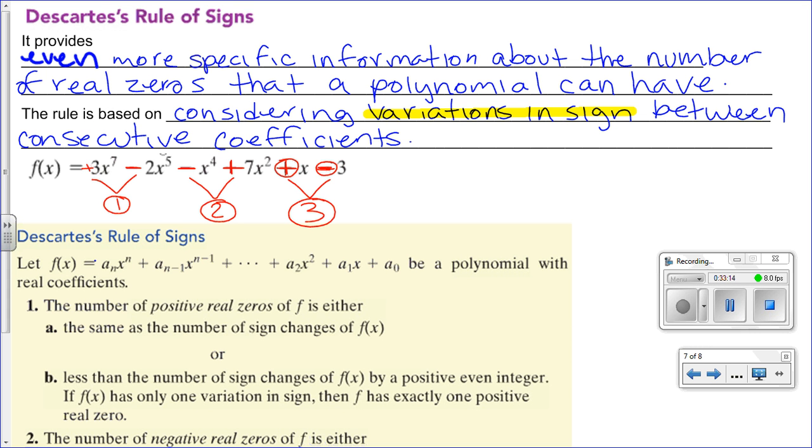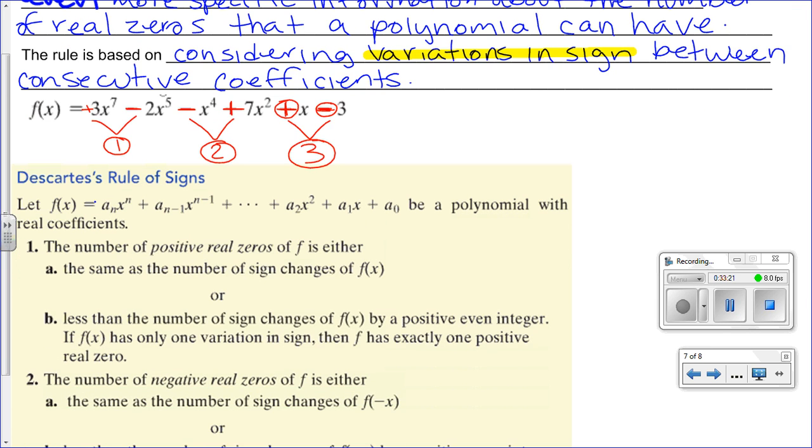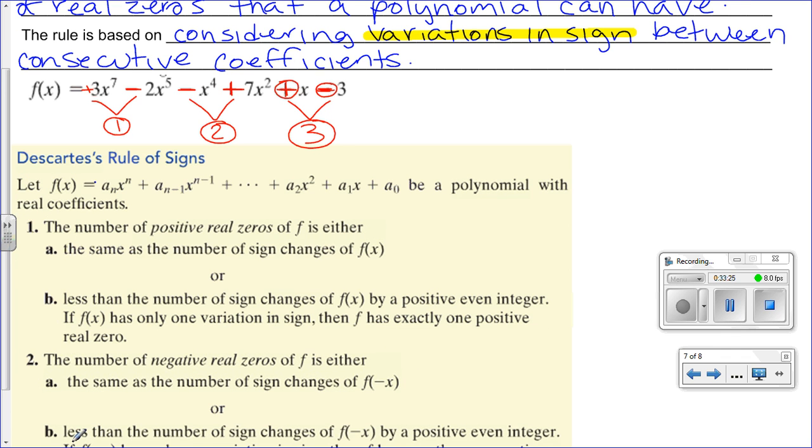So let's just go over the definition of the rule, or the explanation. So it says here that the number of positive real zeros will be either the same number as the number of sign changes.